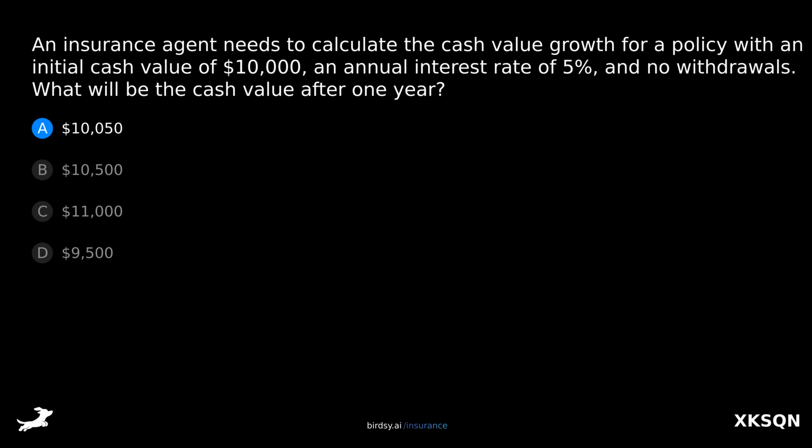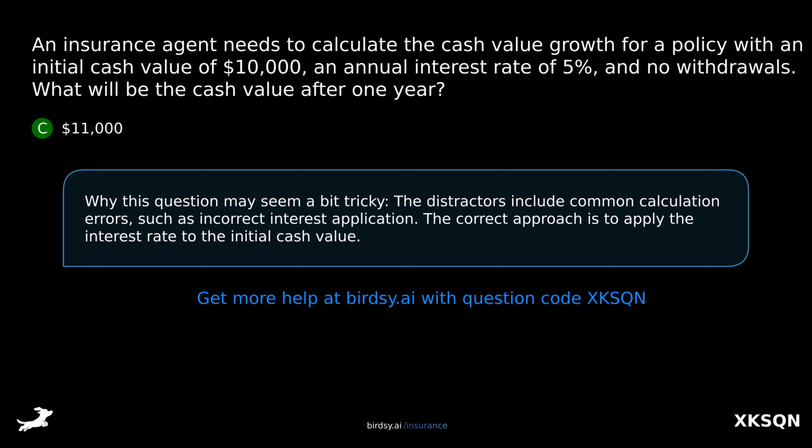Is it A, $10,050, B, $10,500, C, $11,000, or D, $9,500? The answer is C, $11,000. Why this question may seem a bit tricky. The distractors include common calculation errors, such as incorrect interest application. The correct approach is to apply the interest rate to the initial cash value.